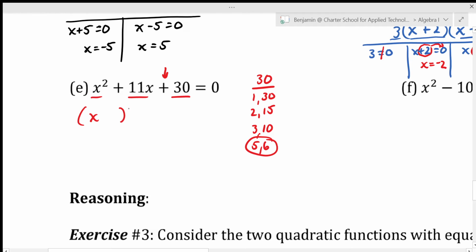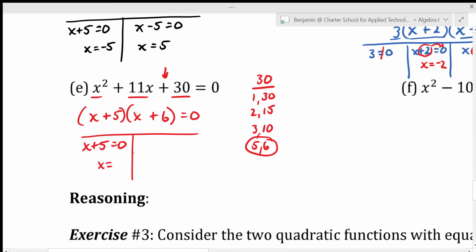x times x gives me x squared. 5 times 6 gives me 30. 5 plus 6 gives me a positive 11. Yes. So now we do our t-chart. x plus 5 equals 0, so x equals a negative 5. x plus 6 equals 0, so x equals a negative 6.